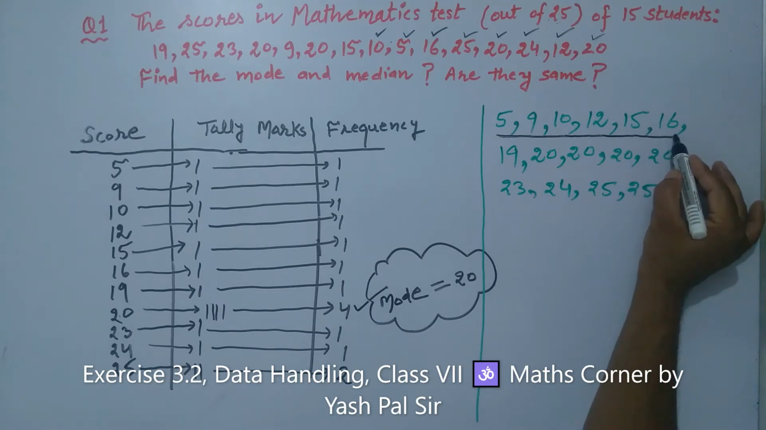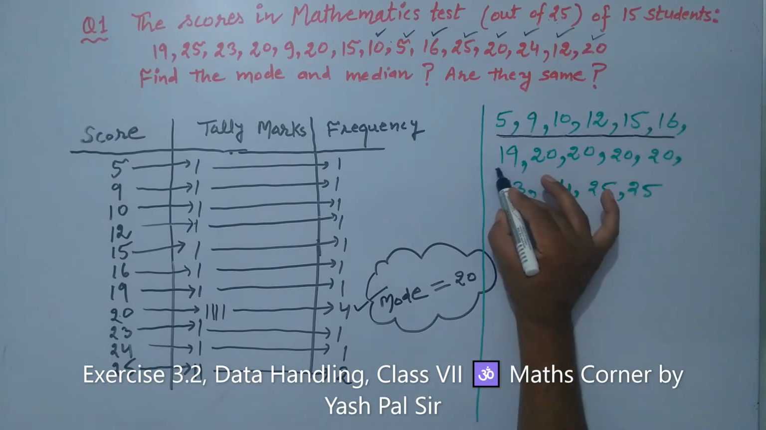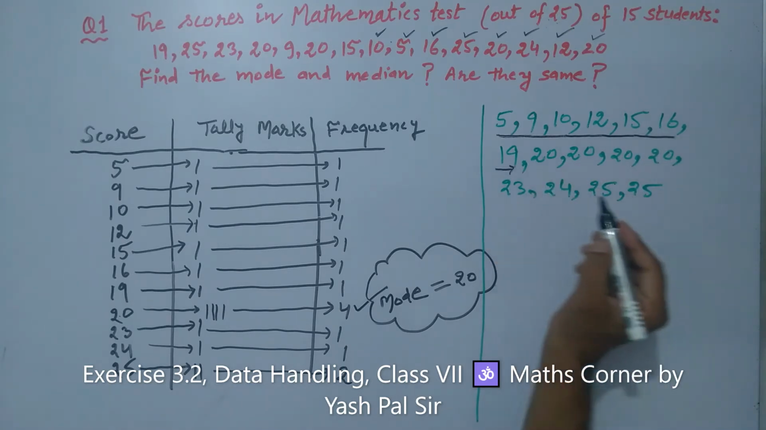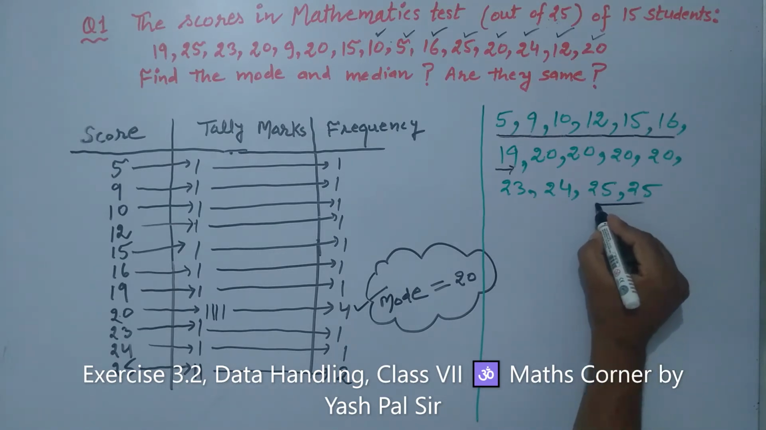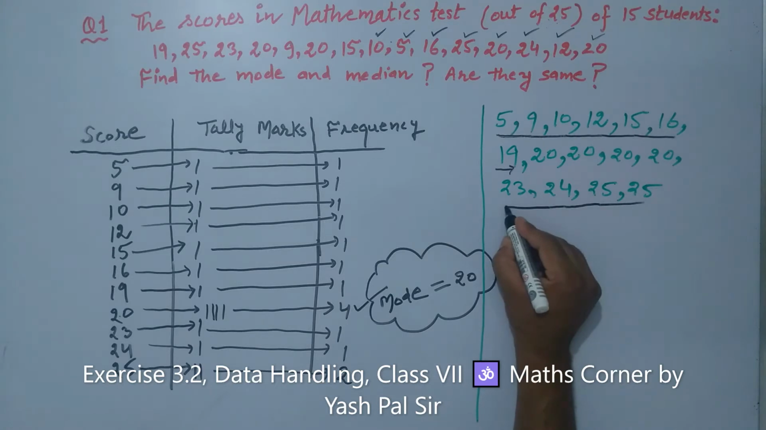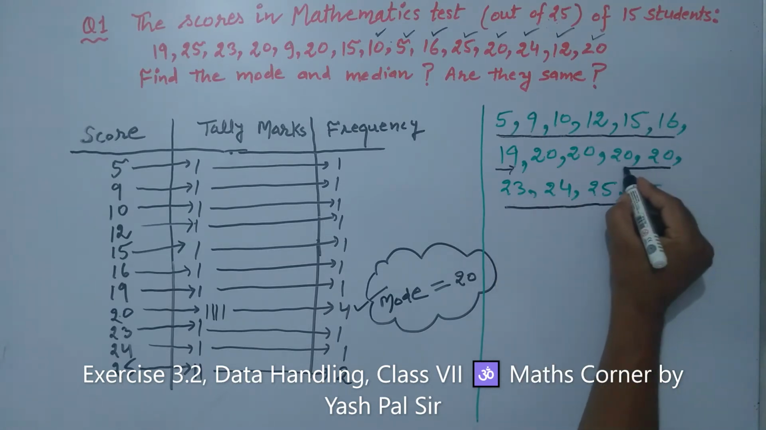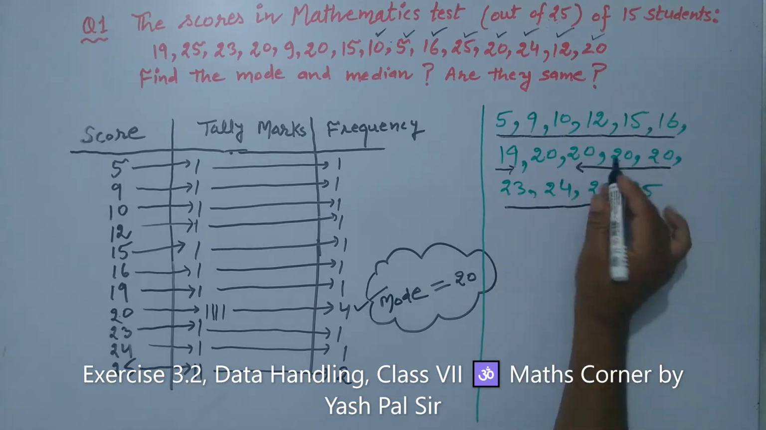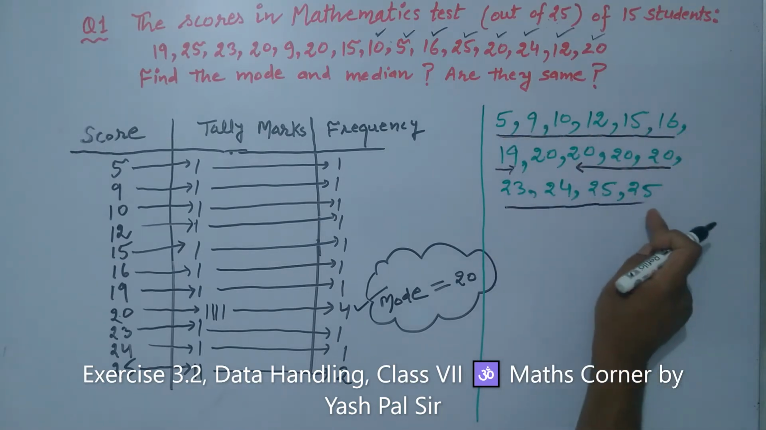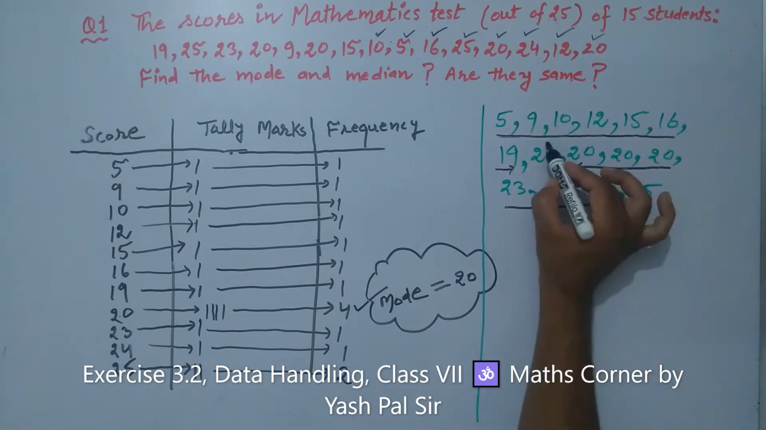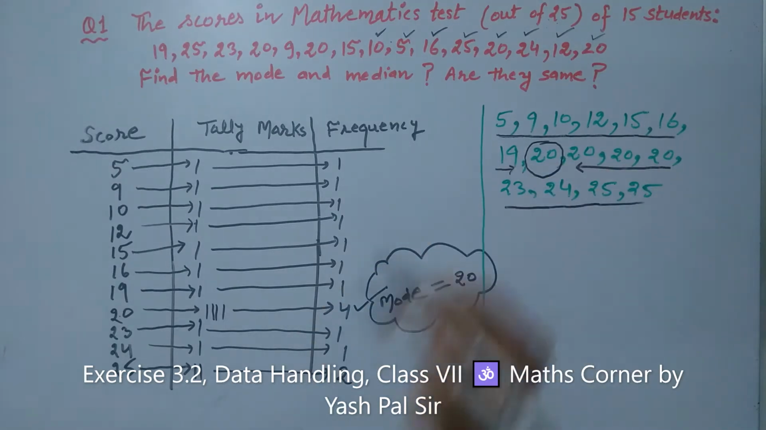Up to here we have six terms. This is the seventh term. From here also, one term, 2, 3, 4, 5, 6, 7. Up to here, 7 terms from the left side, 7 terms from the right side. Now this term comes in the middle.